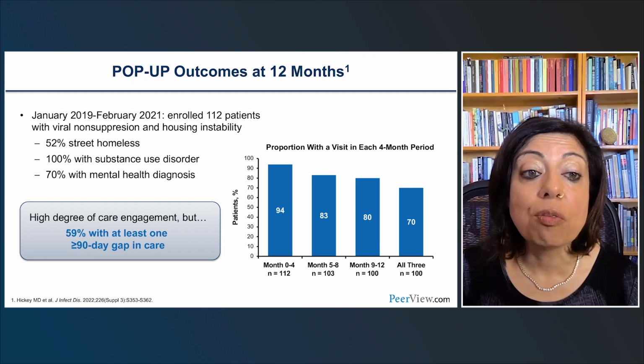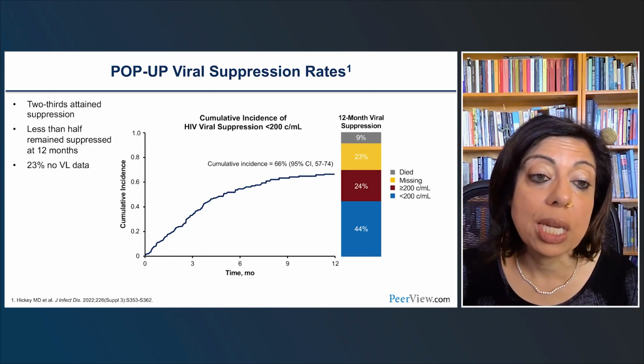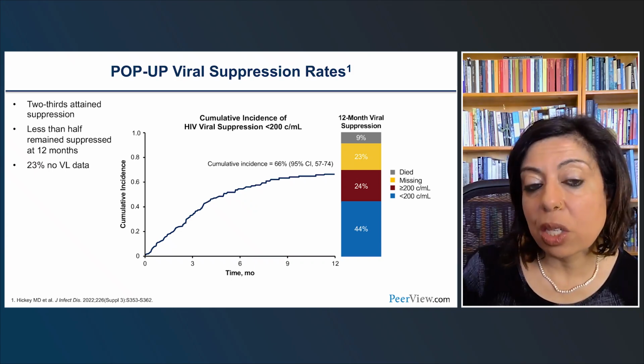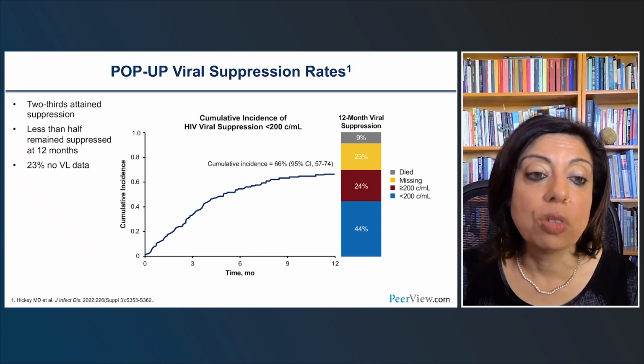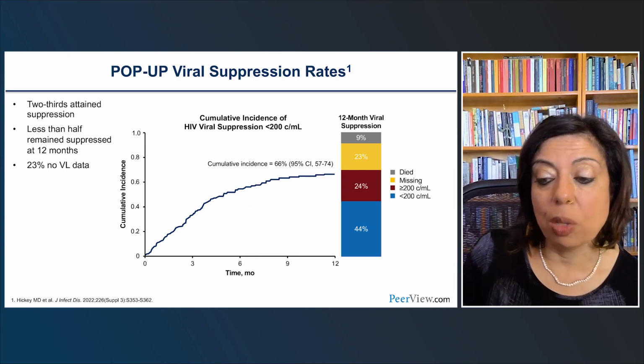And then in terms of virologic suppression rates, we're able to achieve 2/3 attaining suppression, at least at first. There was less suppression at that 12-month mark, and we're working on intensifying our services to those who are homeless and needing low barrier care in the pop-up program.